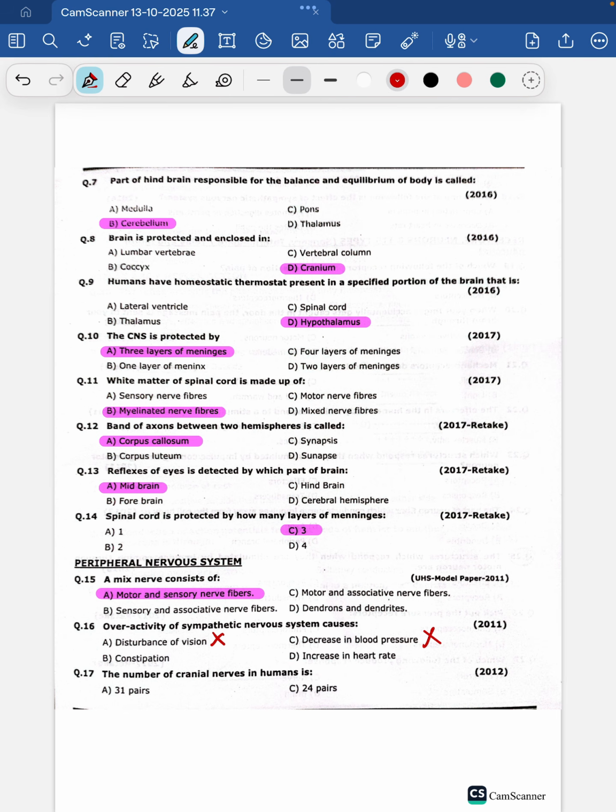We see a better option in Delta: the heart pounding strongly, an increase in heart rate. That is the function of the sympathetic nervous system. So the answer will be Delta.